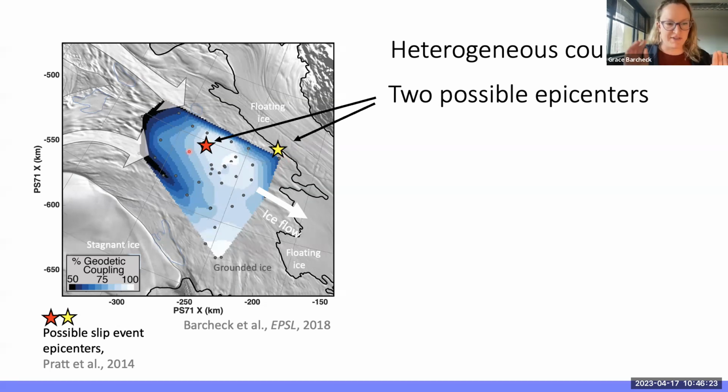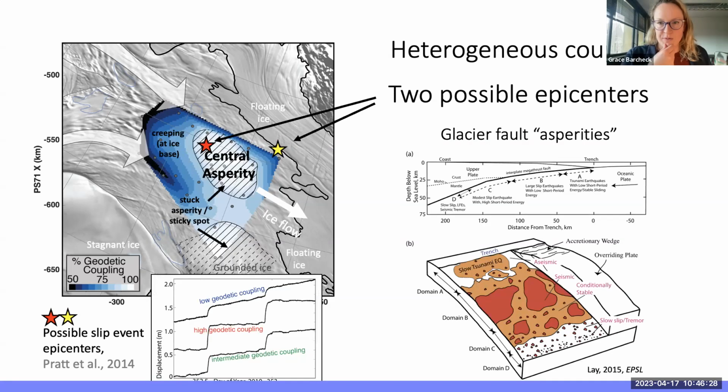And we're just going to take that at face value for this talk. So, thinking about this previous work, what this geodetic coupling field reveals is a couple of stuck patches surrounded by ice that continuously moves. That's not altogether that different from how we conceive of fault zones, like this schematic of a subduction zone fault where there are locked patches and conditionally stable fault surrounding them that may or may not participate in the earthquake.